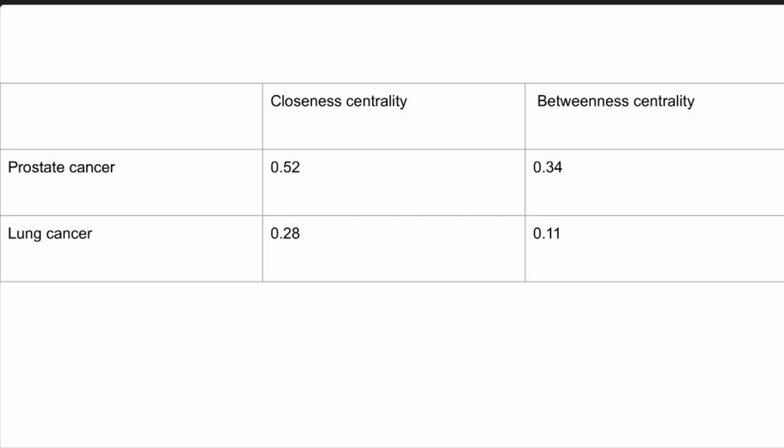In this table, we can see how a high value in closeness centrality would mean that the nodes can efficiently connect to other parts of the network, while a low value in betweenness centrality would indicate fewer bridging roles.